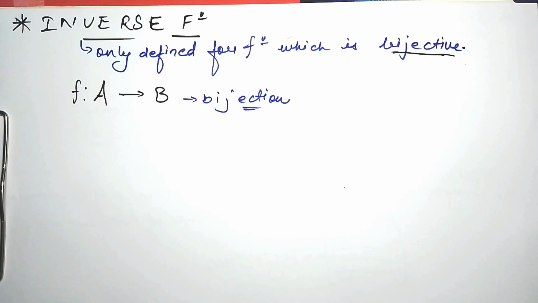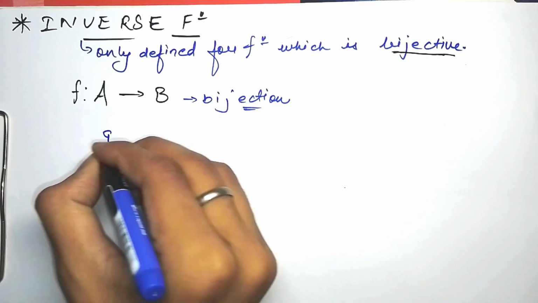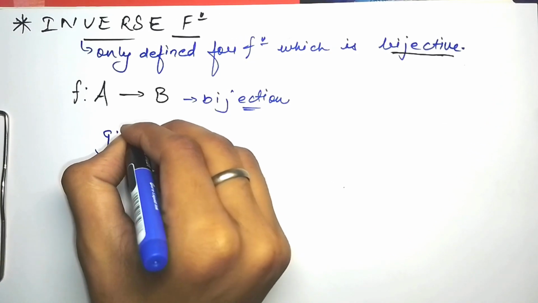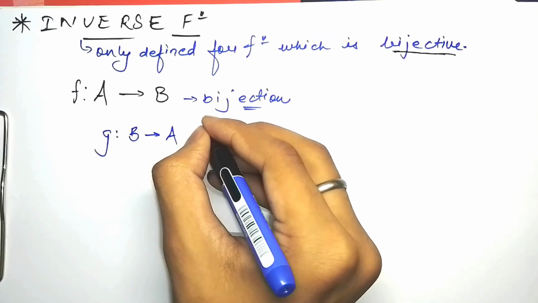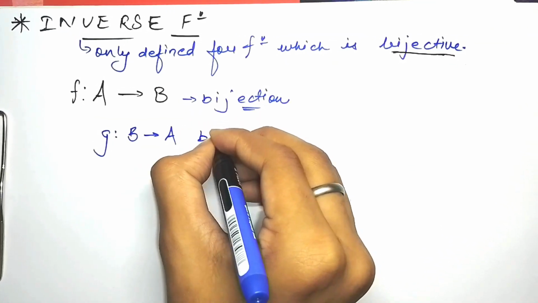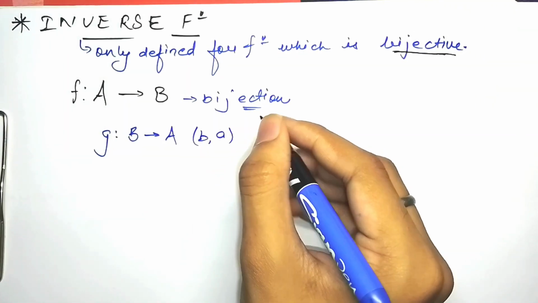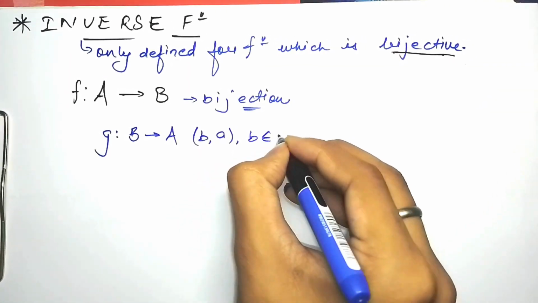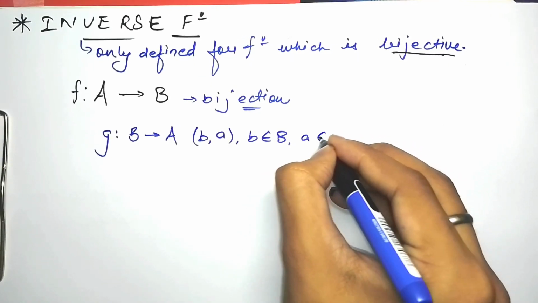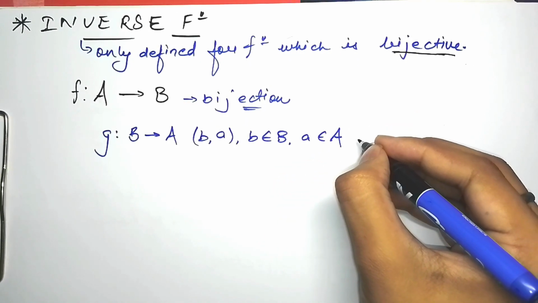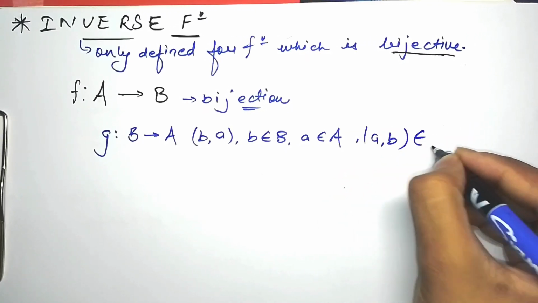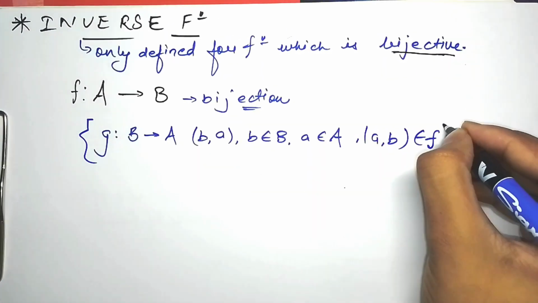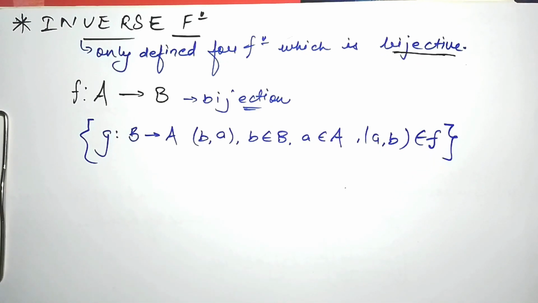So a set G would be said to be an inverse function. Suppose there is a set G. This function G would be defined from B to A, and it would be called the inverse function, where it would contain elements such as (b, a), where b belongs to B and small a belongs to the set A, and (a, b) belongs to F. This is something that you have to keep in your mind. This is the very basic term of inverse functions.